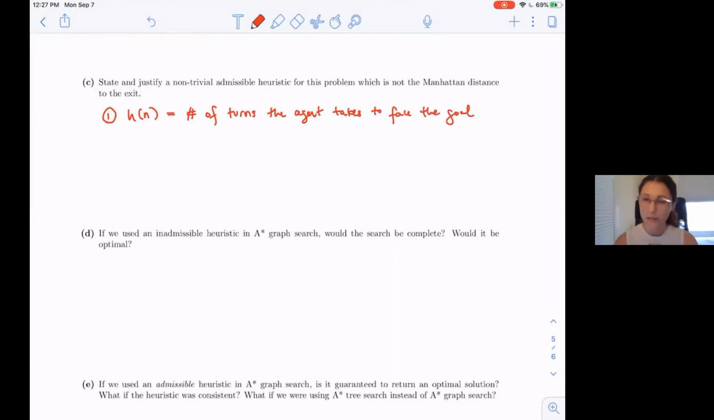This heuristic will always under-approximate the total time it takes to get to the goal. So this one's admissible. Can we do a little bit better? Well, another thing we could do is choose h(n) to be equal to d_Manhattan, the total Manhattan distance, where we essentially are now ignoring walls.